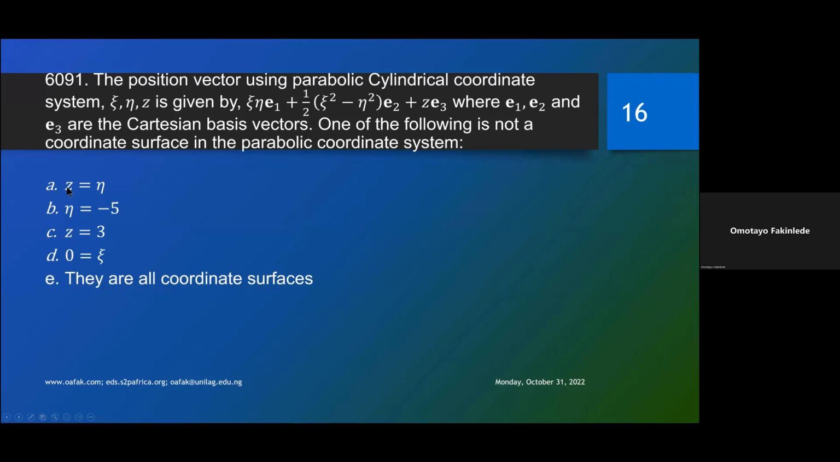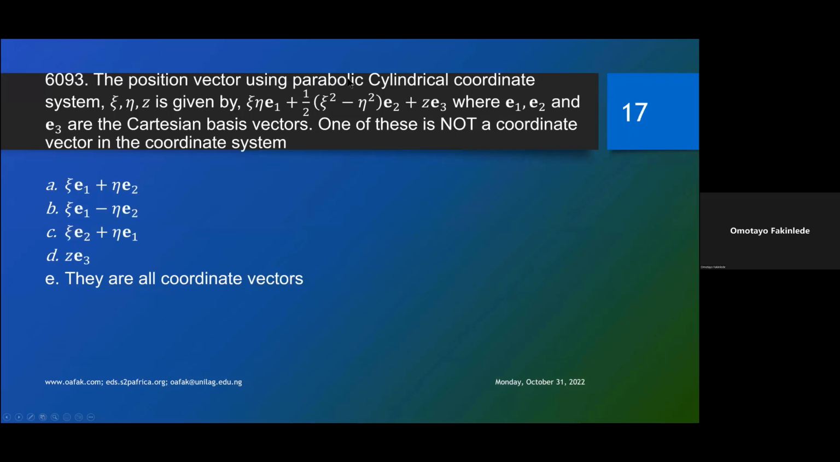So this one that equates one coordinate to the other is not a coordinate surface. But these other ones, eta is equal to -5, z is equal to 3, and xi is equal to 0, are. Whether you write 0 is equal to xi or xi is equal to 0, it is exactly the same equation, though this may confuse those who are not careful. So only this one is a coordinate surface. The others are not. So E is wrong, A is correct here.